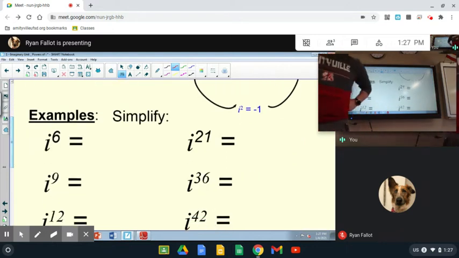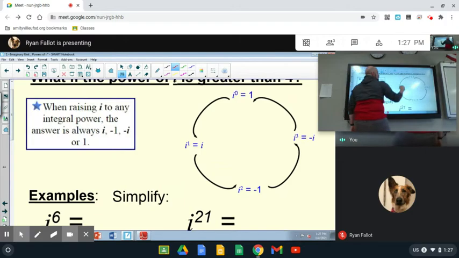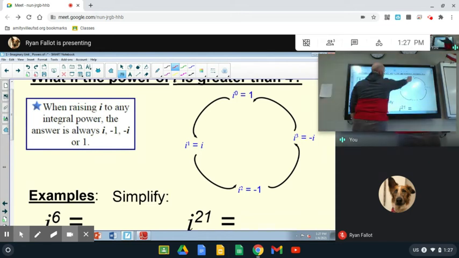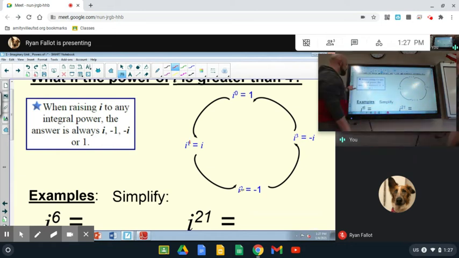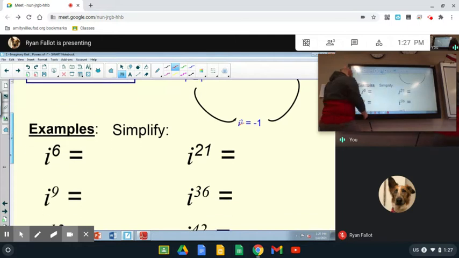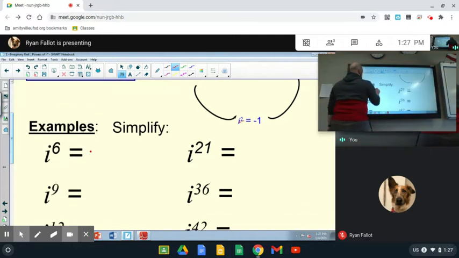All right, i to the 6th power. You can go around your circle 6 times and see where you land. Sorry, we start at 0. So we start out at the 1st power, 2nd power, 3rd power, 4th power, 5th power, and 6th power. When we get to i to the 6th power, it reduces down to i squared, which is just equal to -1.